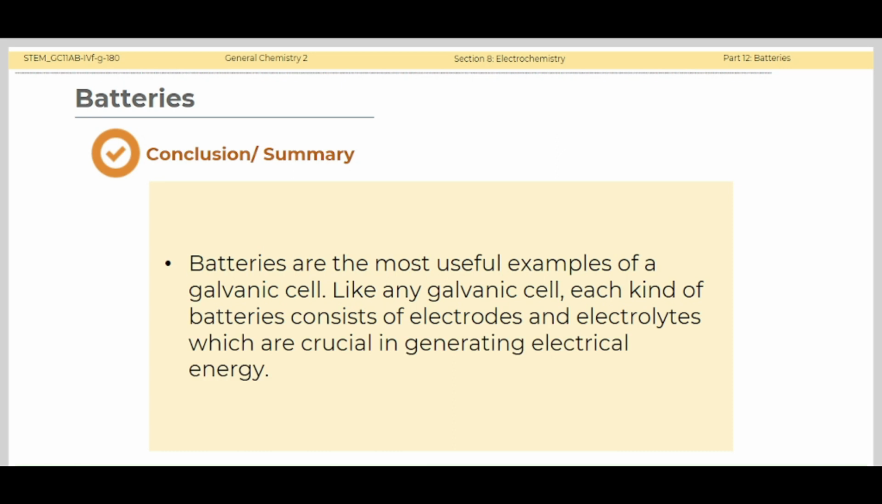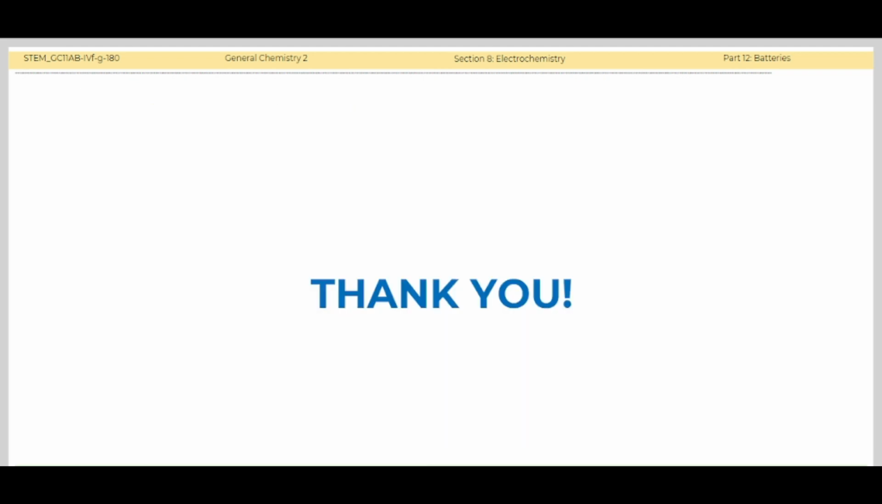To summarize, batteries are the most useful example of galvanic cell. Like any galvanic cell, each kind of battery consists of electrodes and electrolytes, which are crucial in generating electrical energy. Thank you.